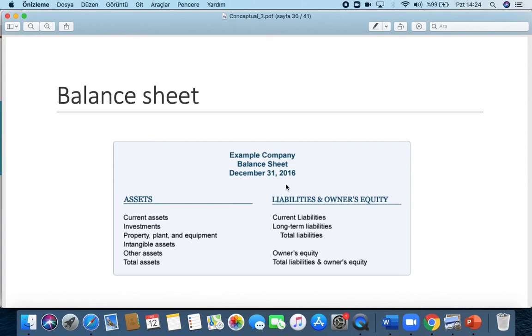Look at the left-hand side of the balance sheet. It's assets. And suppose that there is an equal sign at the middle. So the right-hand side will be the liabilities and owner's equity. That is the accounting equation, my friend. That's the balance. That's why this is called balance sheet. Okay? Accounting equation is the balance sheet. That's all, my friends.